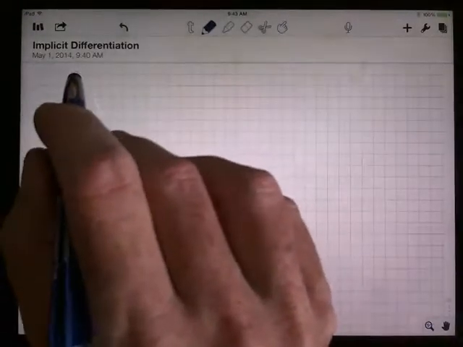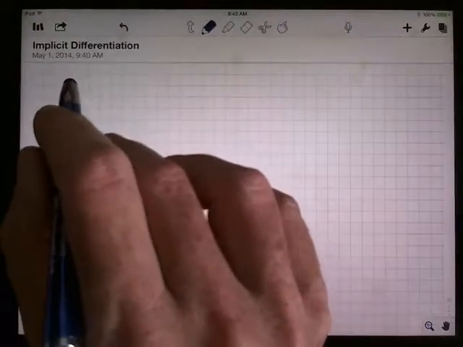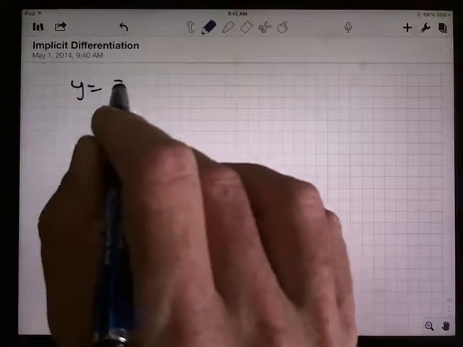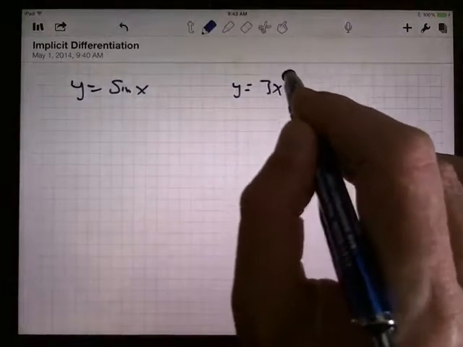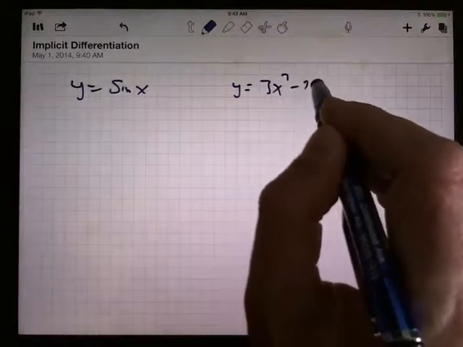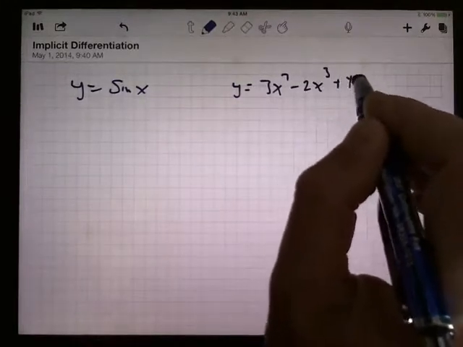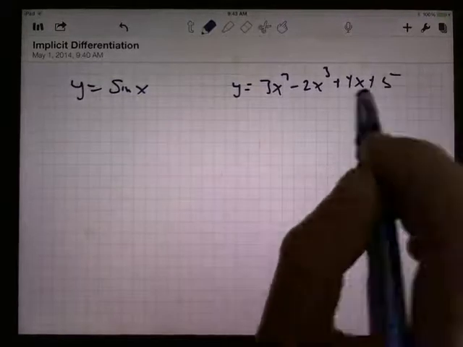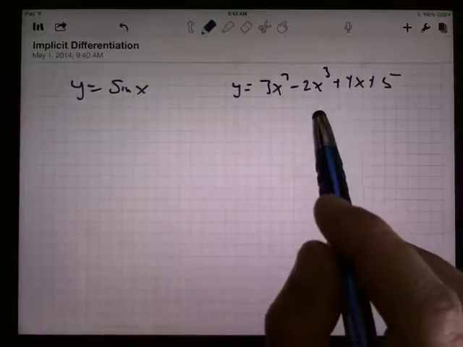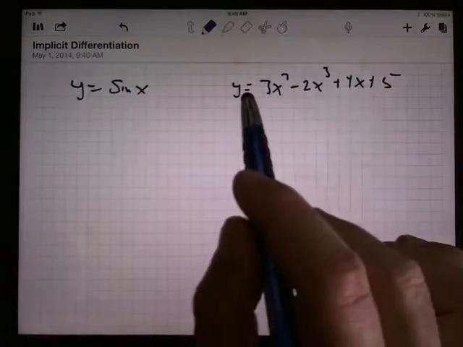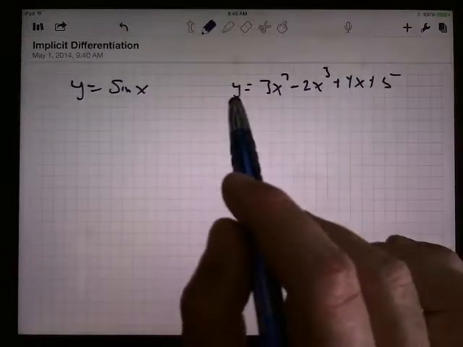Okay. So what we've looked at so far are functions like y equals sine x, or y equals 3x to the 7 minus 2x cubed plus 4x plus 5 or something like that. You've got functions like this. These are explicitly defined functions. You tell me what x is, I can calculate what y is. You just plug it in, and you figure out what y is.